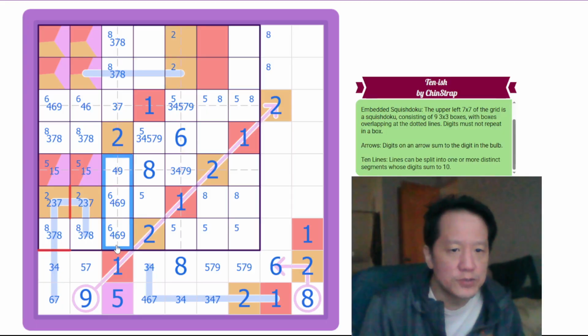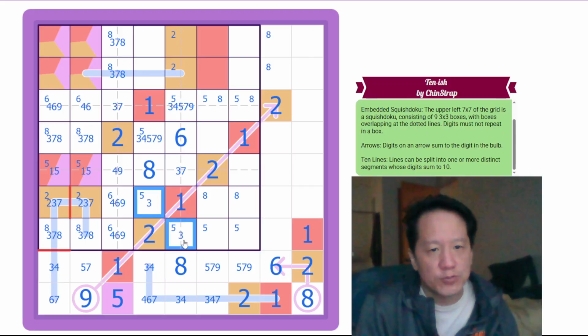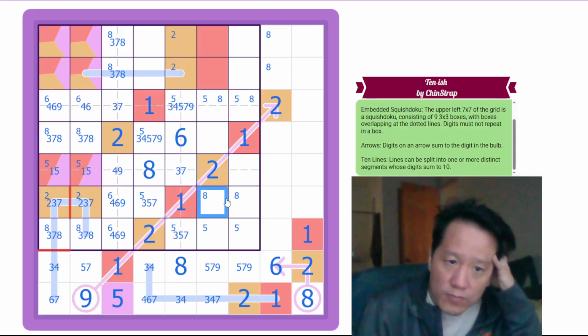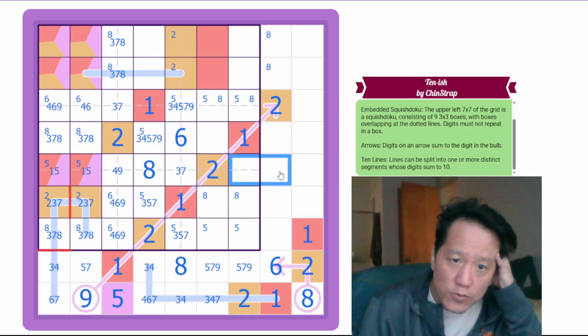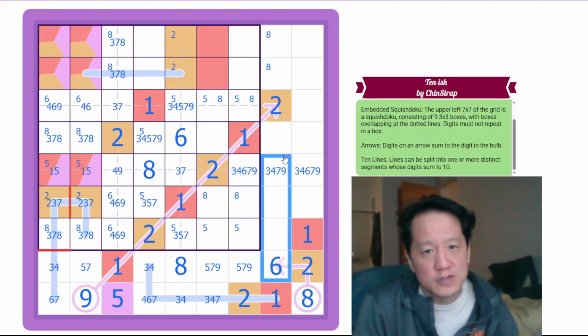Nine is one of these. This is 4, 6, 9 as a triplet, which eliminates 4, 6, 9 in the rest of the box. So this is now 3, 5, and 7. Remaining digits of row 5 are 3, 4, 6, 7, and 9. This can't be 6 because of 6 in the column.